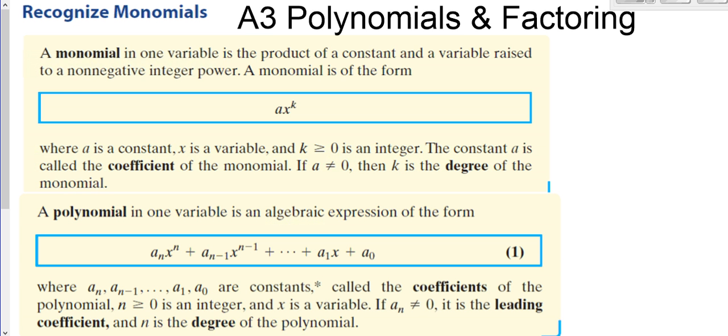All right, mathletes, here's A3 polynomials and factoring. First thing we got to talk about here is some vocabulary.